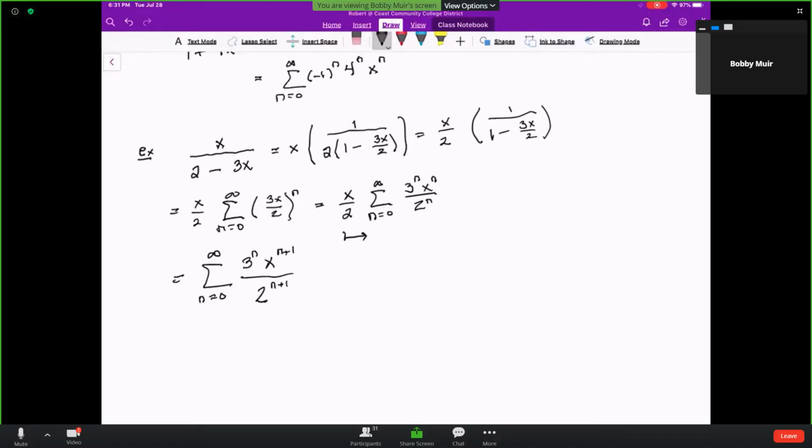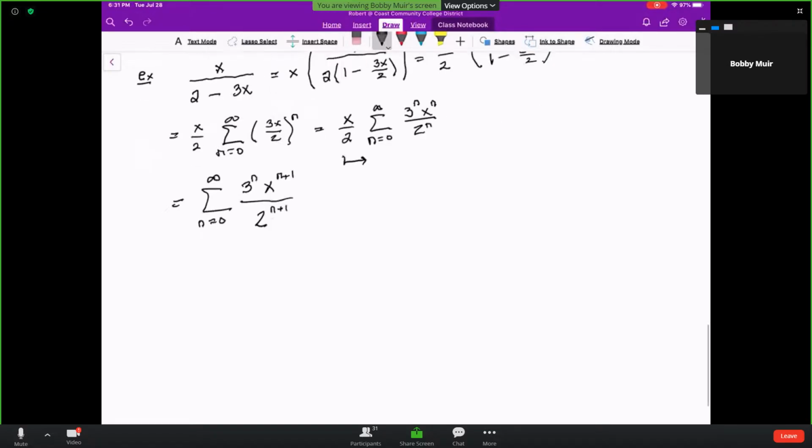Okay, so here is a power series representation for this function up here.